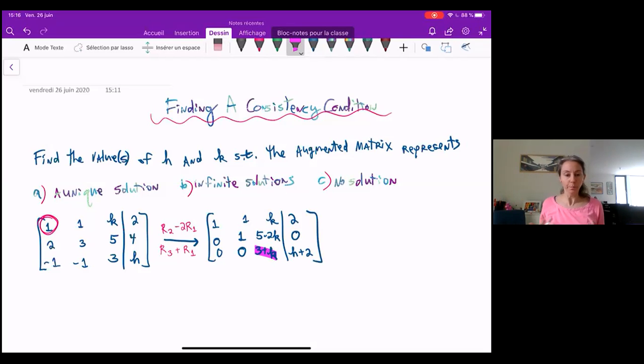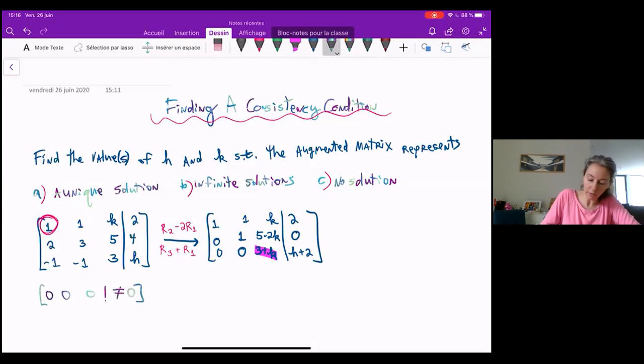Okay, so when we're looking at these problems, the first thing that we want to do is check if there's an obvious contradiction. In this case, that would be 0, 0, 0, and then not 0. So we're looking for that row of zeros there. There isn't one, so there is no obvious contradiction.